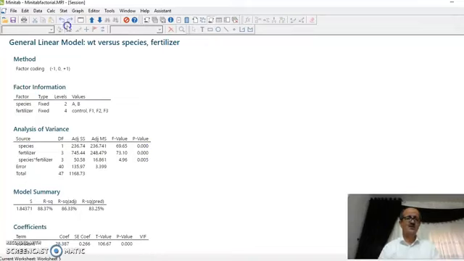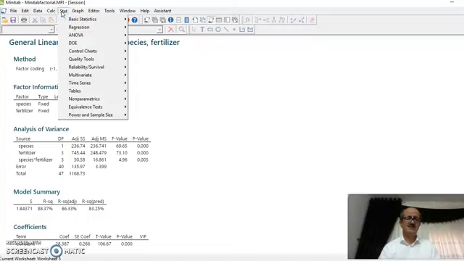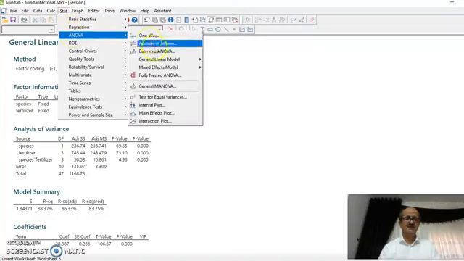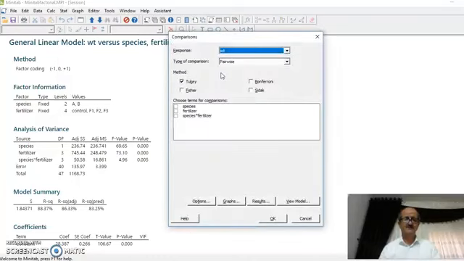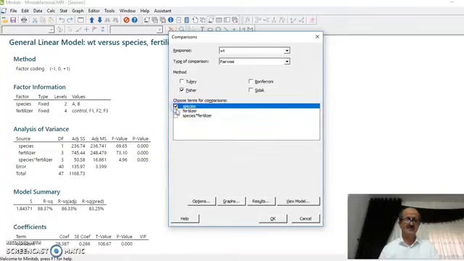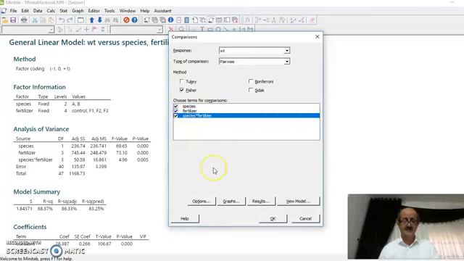Therefore, we go forward to the mean separation: General Linear Model, Comparisons. We use the Fisher test, and we mark all the factors and the interaction because they were significant. All right, so species, fertilizer, and species by fertilizer. Okay.